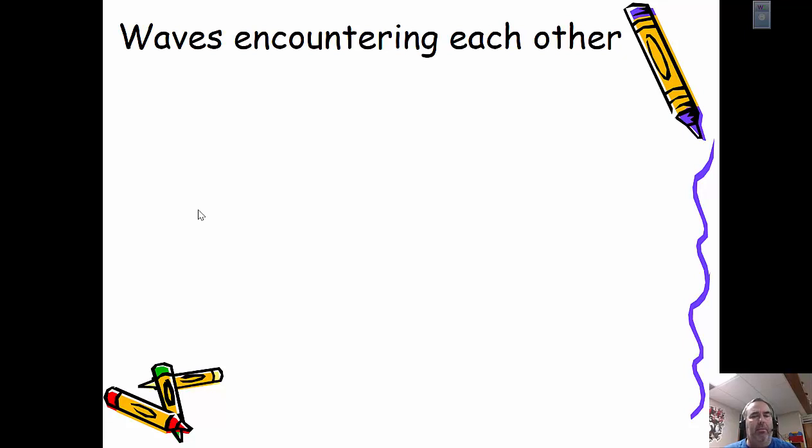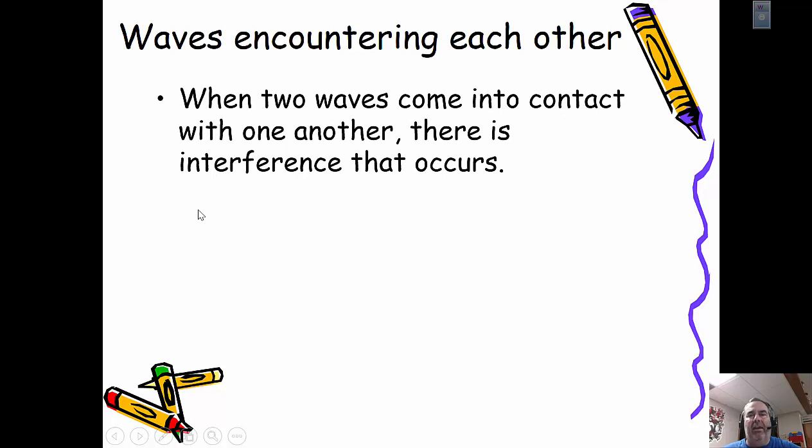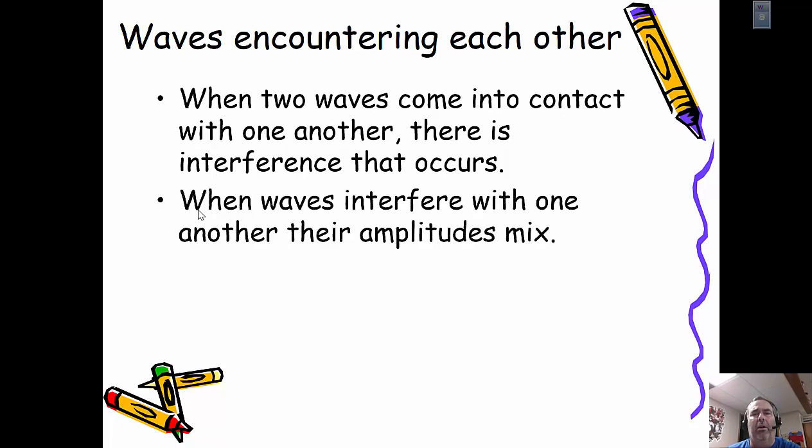Let's go ahead and talk about these waves as they encounter one another. So when waves come into contact with one another, what it's going to do is mix their amplitudes. It's going to mix those crests, or it's going to mix a crest and a trough.